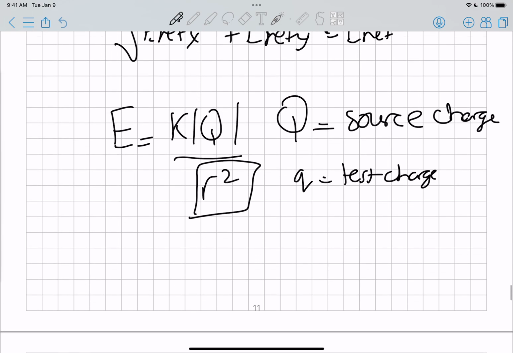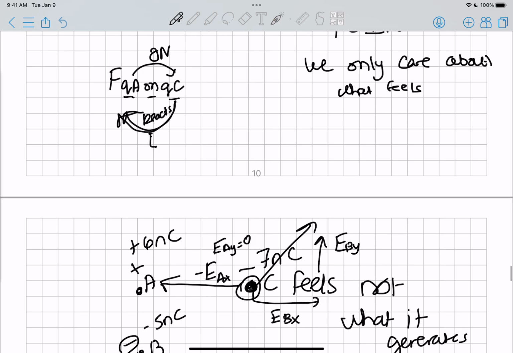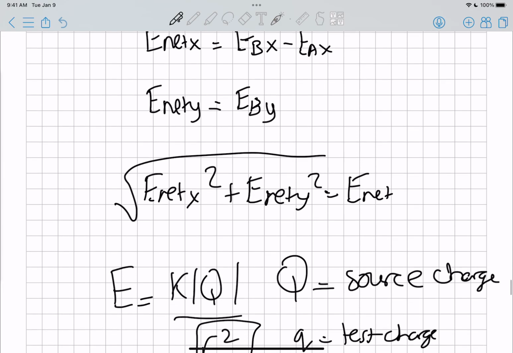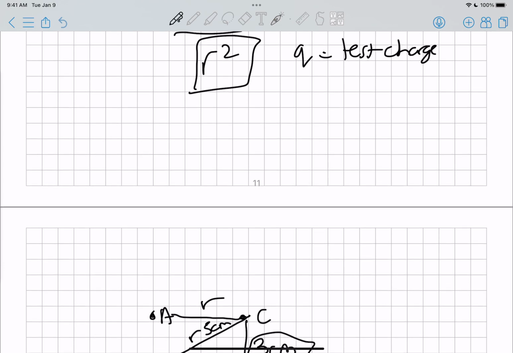What else did I want to say here? The final thing is that your capital Q here is going to be only the magnitude, only the absolute value of the charges. So even if I have positive 6 nanocoulombs here and negative 5 nanocoulombs there, I'm only plugging in positive values. The negative values kick back in when and only when you are trying to figure out E net, E net x and E net y, and you add a negative sign, for example, or you have a positive sign only dependent on the direction that the field is pointing in.